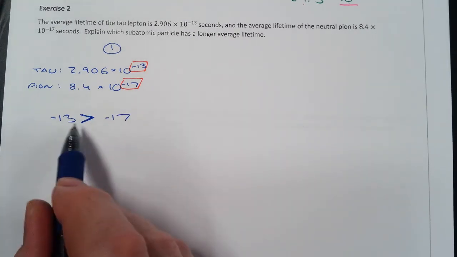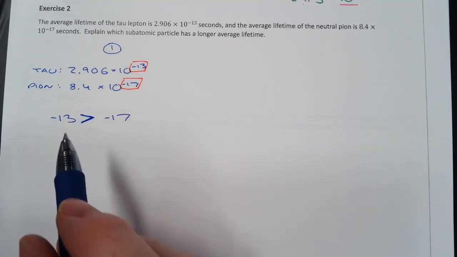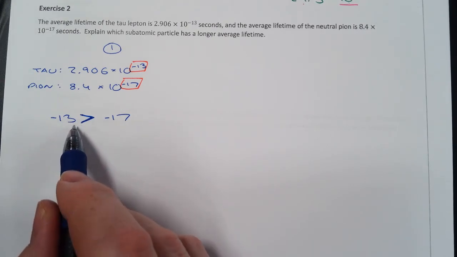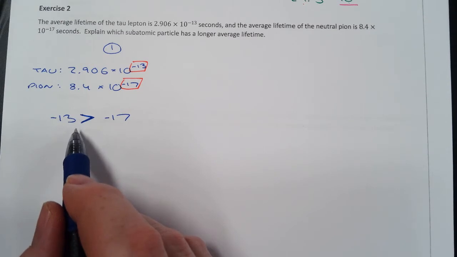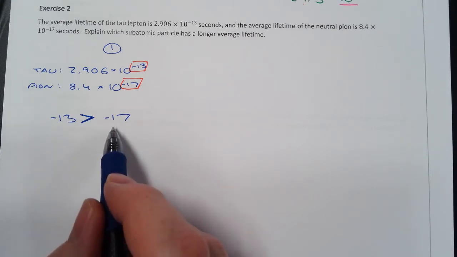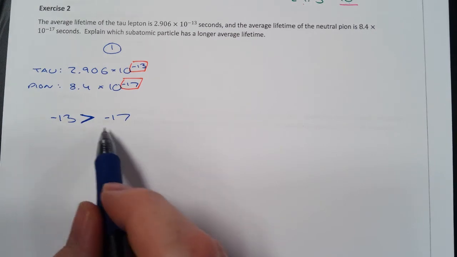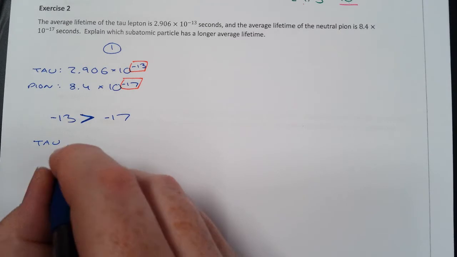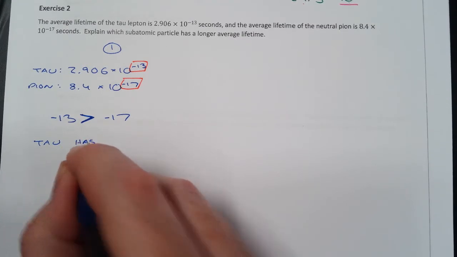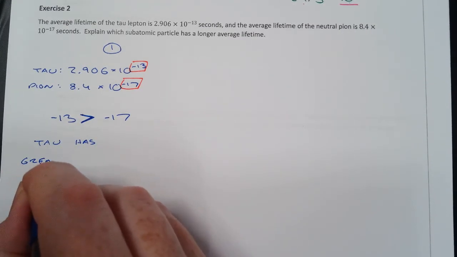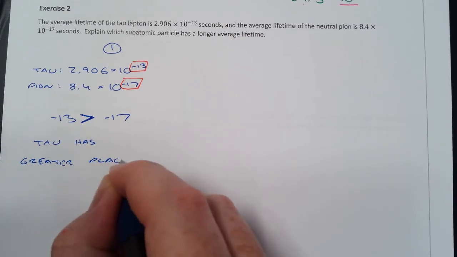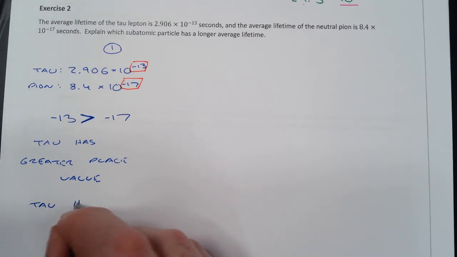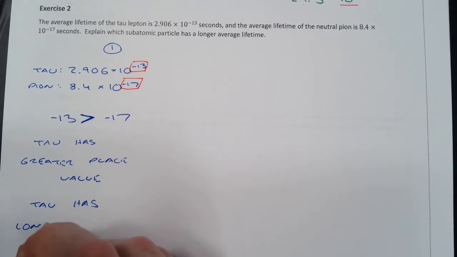Negative 13 is bigger. Remember, greater than just means closer to 0. So negative 13, this is negative numbers. If you need to prove it, draw a number line and see where negative 13 and negative 17 are. Negative 13 is greater than negative 17, so that means the tau with the negative 13 has the greater place value. So tau has the longer life.